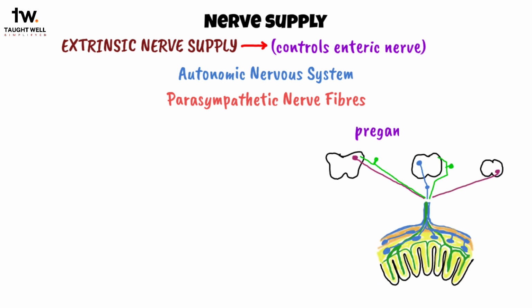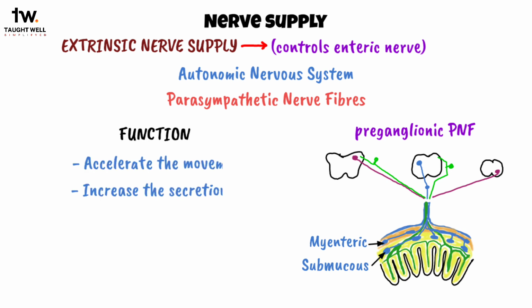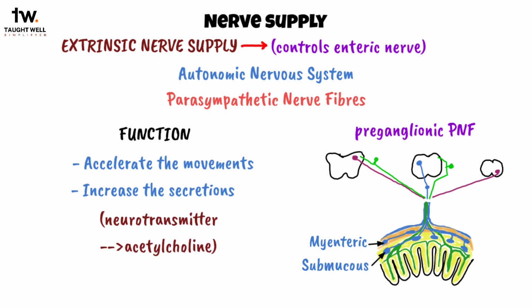All these preganglionic parasympathetic nerve fibers synapse with the postganglionic nerve cells in the myenteric and submucous plexus. Parasympathetic nerve fibers accelerate the movements and increase the secretions of GI tract. The neurotransmitter secreted by the parasympathetic nerve fibers is acetylcholine.